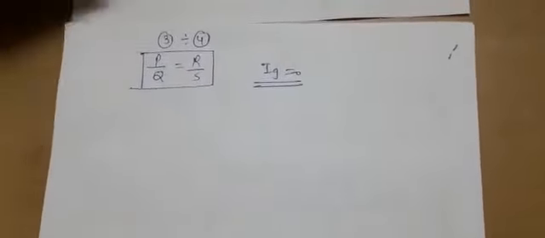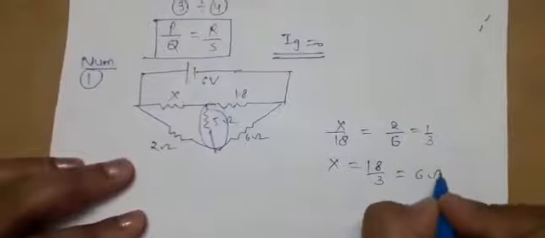So the central resistance is 5 ohm, and the battery connected here is given to be 6 volt. So basically you have to calculate X. No need of the battery here. X upon 18 will be equal to 2 upon 6, as no current is flowing through this. So when you solve, X will come out to be 6 ohm.